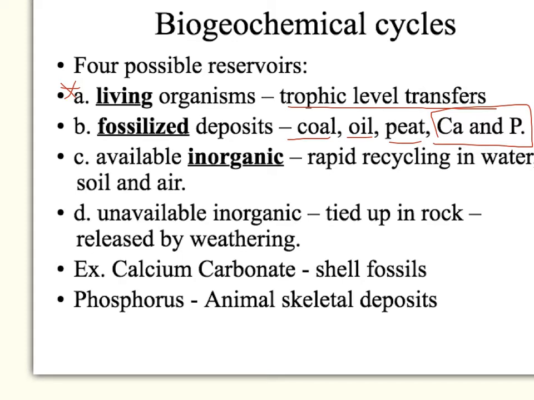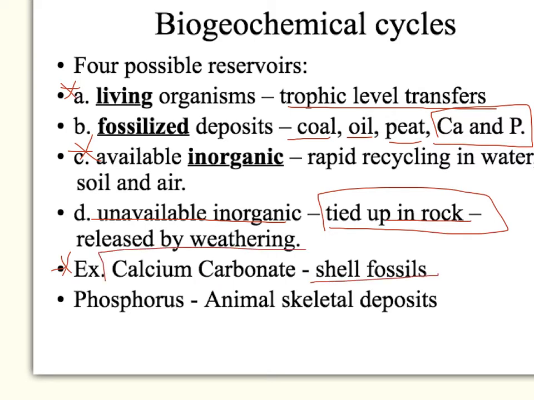Inorganic, that's rapid recycling in water, soil, and air. So that's stuff that's available. So we know that water will move within different organisms pretty quickly. Unavailable, and that's where it's tied up in rocks. So once those elements get into rocks, they're very hard to add into the ecosystem. Some examples of, I guess you could say, rocks are more like fossils or shells, so that calcium carbonate gets locked up in those shells. Phosphorus also is high in the skeletal systems. So when those animals die and the bones are left behind, those elements kind of get trapped inside those deposits.